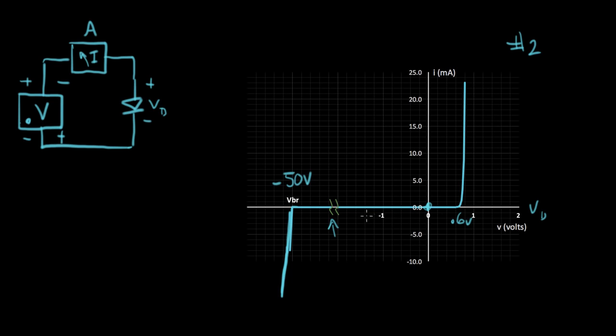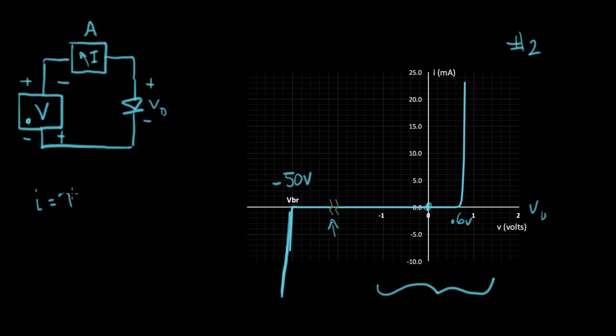And what we can do is actually, for this section of the curve right here, I can model this with an equation. And the equation looks like this. This is the IV equation for a diode. So this is sort of like the Ohm's law for a diode.